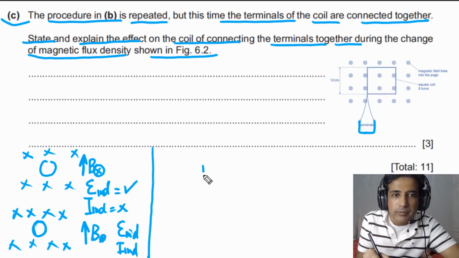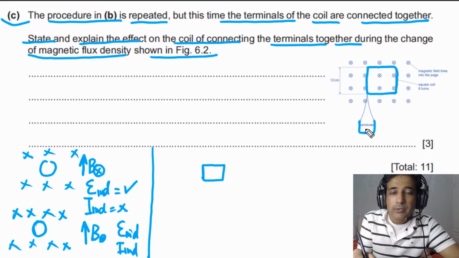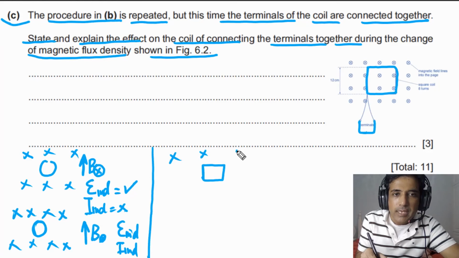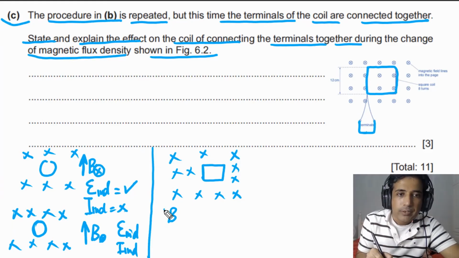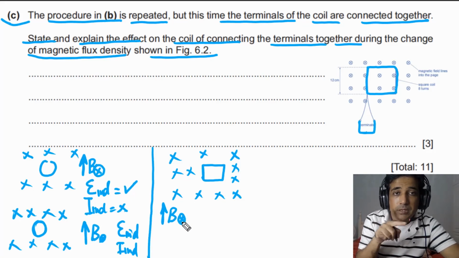Now let's try to answer our question. For the question, it is given to us that we have a complete square. As you can see here, we have this complete square, and the terminals are connected now, so it means this is a complete square. And this complete square is inside a changing magnetic field, and the magnetic field is into the page and increasing with time, as you can see in the graph. So according to Lenz's law, this square will oppose the change in flux.